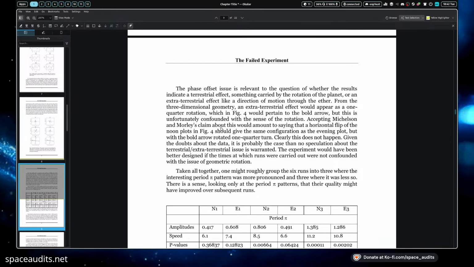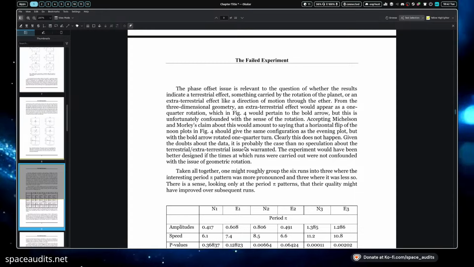Accepting Michelson and Morley's claim about this would amount to saying that a horizontal flip of the noon plots in figure 4 should give the same configuration as the evening plots, but with the bold arrow rotated 1/4 turn. Clearly, this does not happen. Given the doubts about the data, it is probably the case that no speculation about the terrestrial or extraterrestrial cause is warranted.